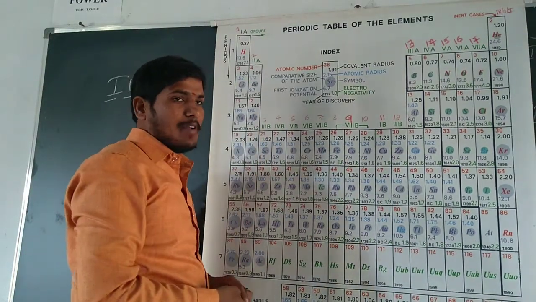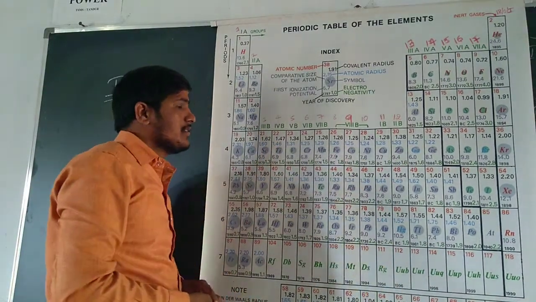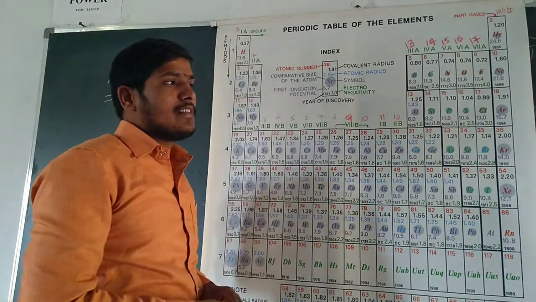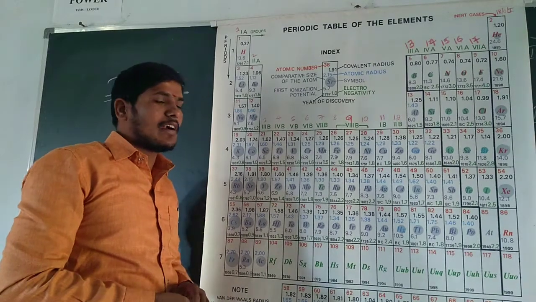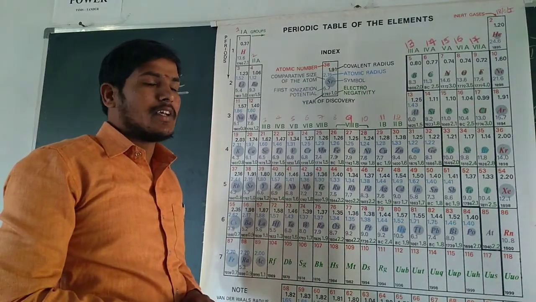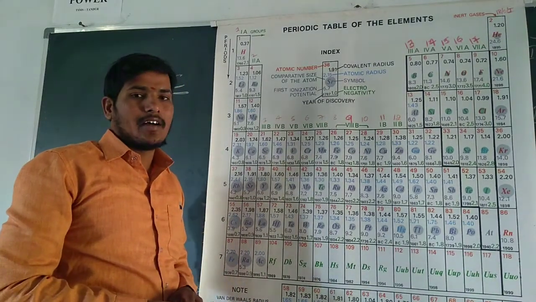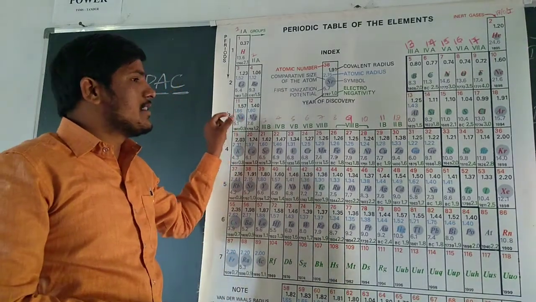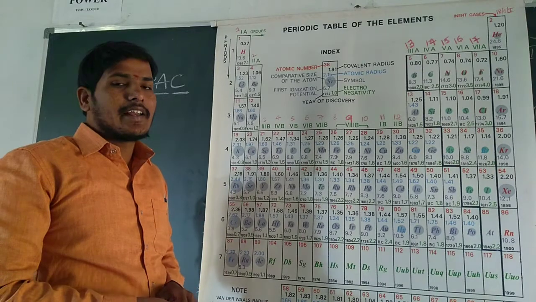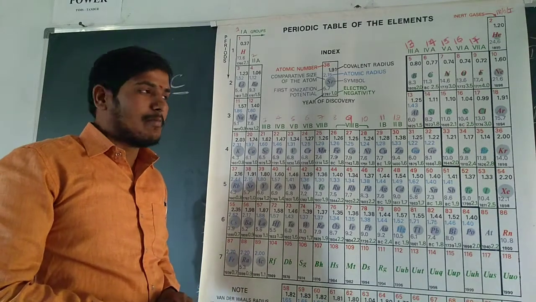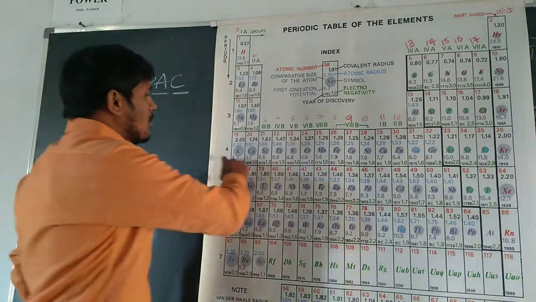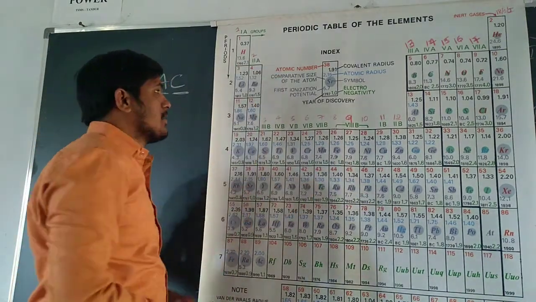In the periodic table, elements are arranged in horizontal rows and vertical columns based on the increasing order of their atomic numbers. According to the modern periodic law, the elements are arranged in the periodic table in increasing order of their atomic numbers. Here, the elements are arranged in horizontal rows and vertical columns.